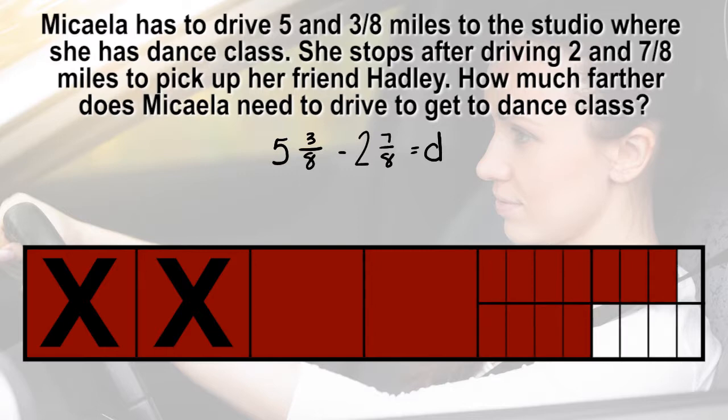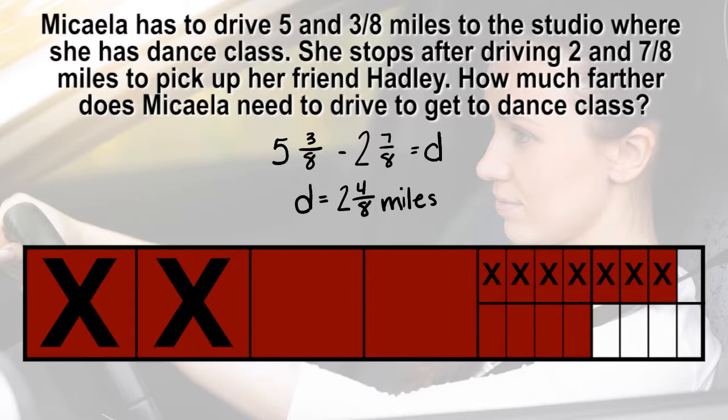Now there are 11/8, which is enough to take 7/8 away. Cross out 7 of the 8 sections. The shaded portion that is not crossed out represents the difference, or the miles Michaela still has to drive. She still has to drive 2 4/8 miles.